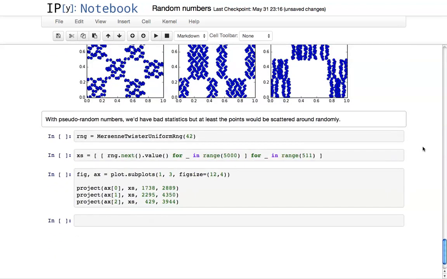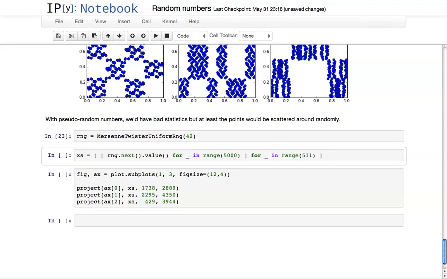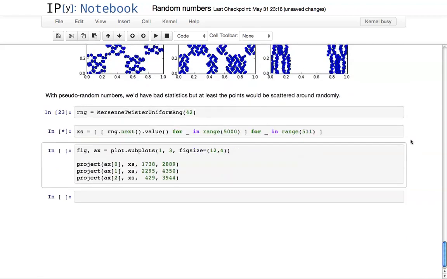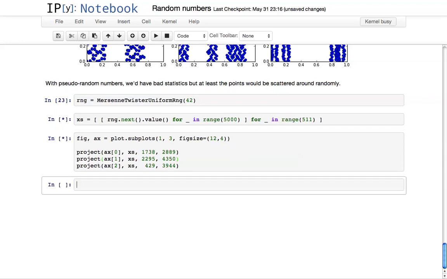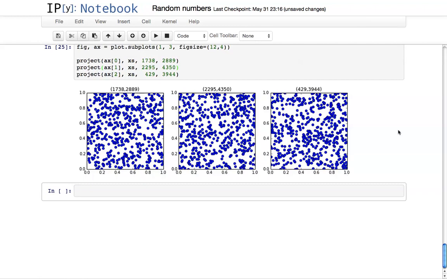But just to have a comparison, a pseudo-random number generator would fare differently. In this case I'm going to use a Mersenne twister. I'm going to extract 500 samples of 5000 numbers. If I plot over the same pairs of dimensions that I have here, I'm going to have something like this. This is, of course, bad statistics, but still it is more or less randomly covering the whole unit square.